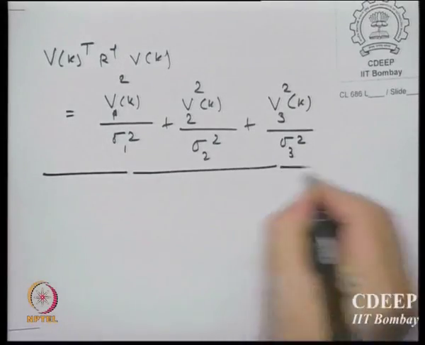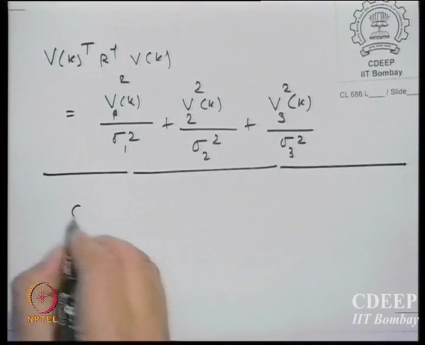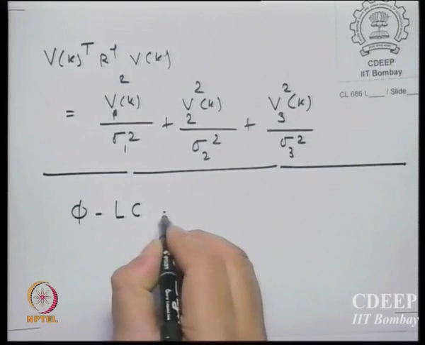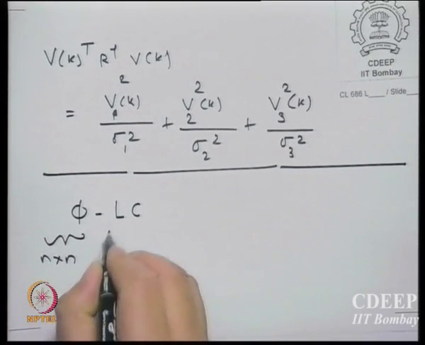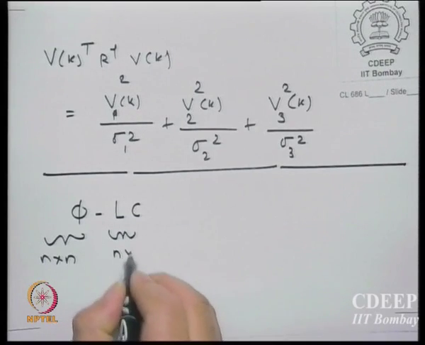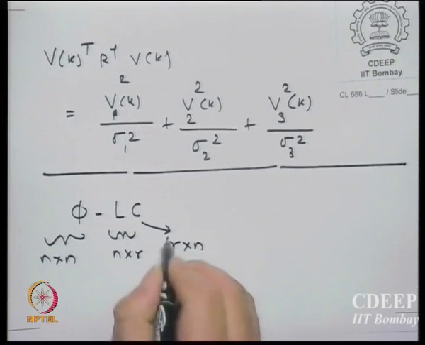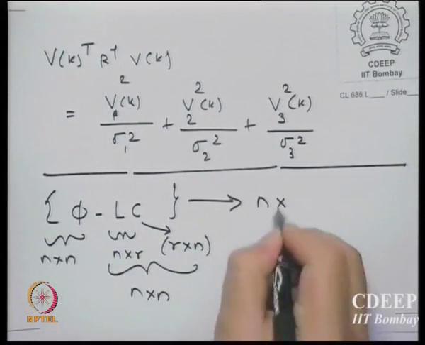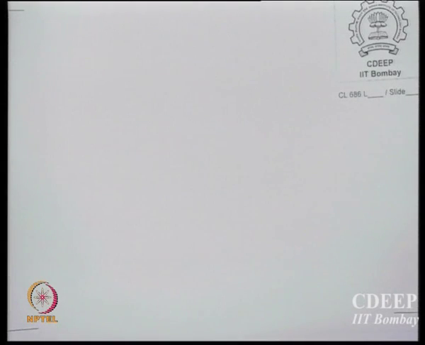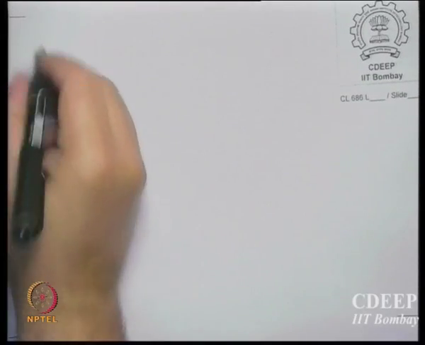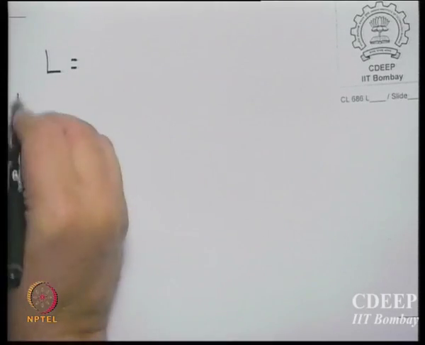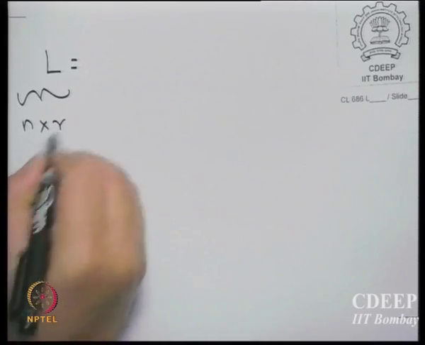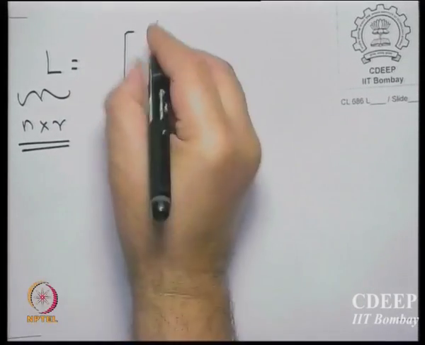Let me just go back here for a moment. So this phi minus LC, this is n cross n, this is n cross r, and this is r cross n. So together this whole matrix is n cross n. The next thing is that L is an n cross r matrix.